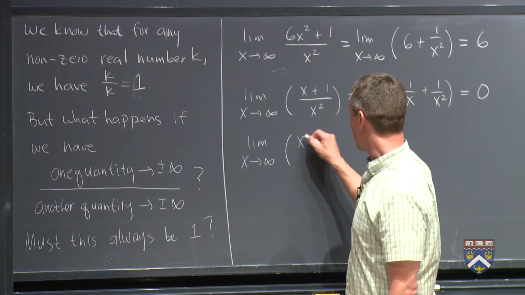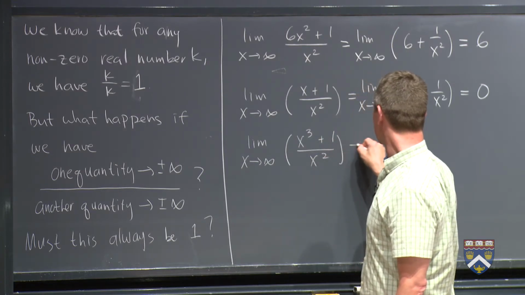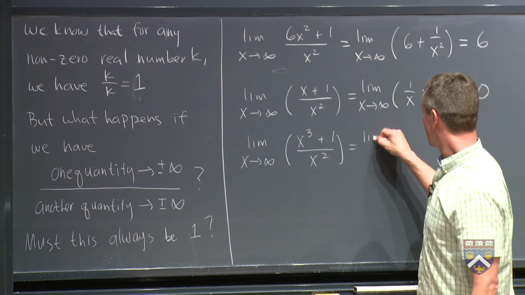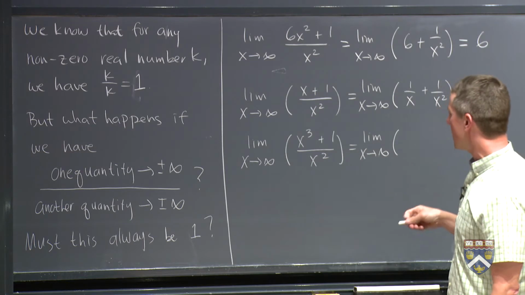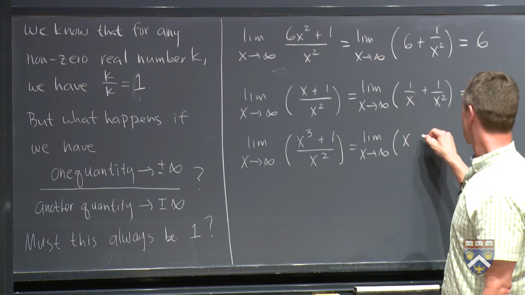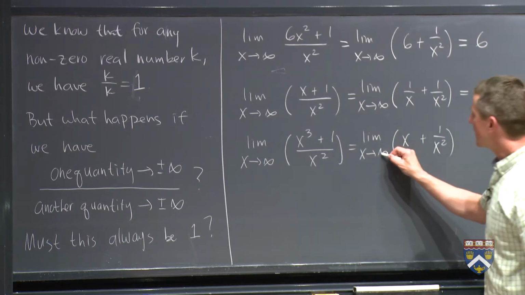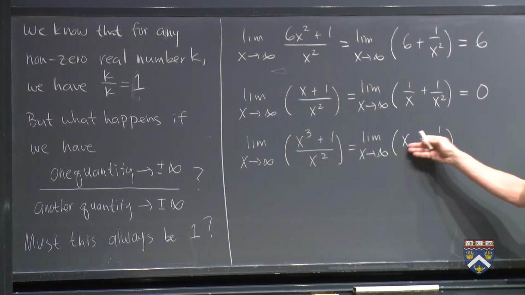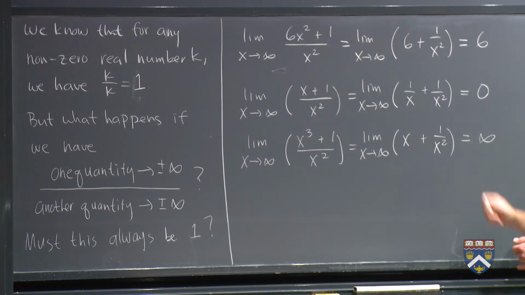If we do, say, x cubed plus 1 over x squared. Again, the top and the bottom are both going to infinity, I hope you'll agree. But again, I can do a little bit of algebra. And I get x cubed over x, which just gives me x, plus 1 over x squared. And when x goes to infinity, this part goes to 0, as we've seen several times. But this part is getting very, very huge. So this would go to positive infinity.